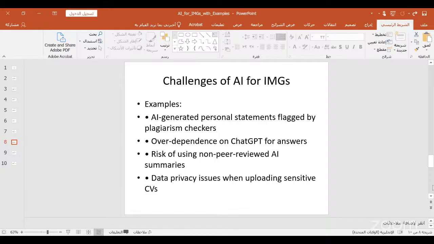Now, for example, if a doctor wants to use ChatGPT for writing a progress note or a referral, this is considered okay after writing the notes or the referral himself. He can use the AI to improve the fluency and the grammar, but not for generating the answer in the medical content, the drugs, the notes, and so on. Risk of using non-peer-reviewed AI summaries.